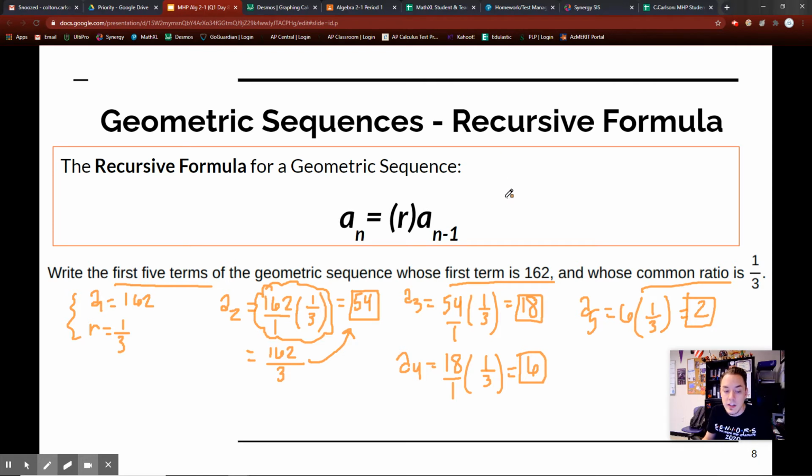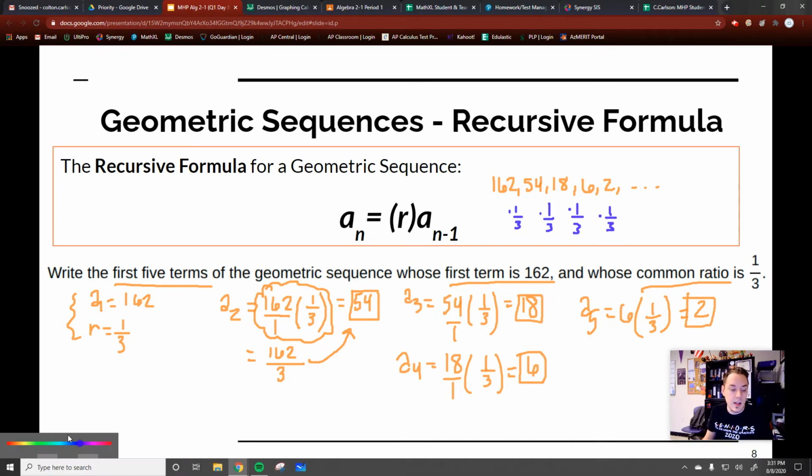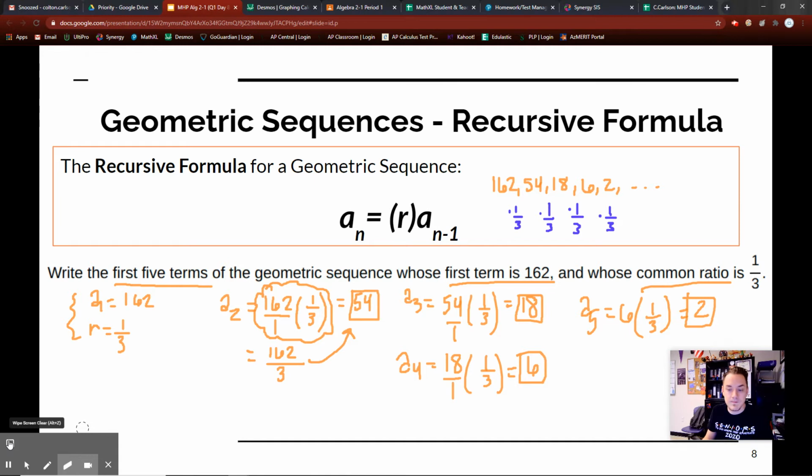So what does my sequence look like? I start with 162. My next term is 54. My third term is 18, then 6, and then 2, and so on, with a ratio of times 1/3, times 1/3, times 1/3, and then times 1/3 in between. Okay, common because it's the same thing all over the sequence, 1/3 because it's a ratio. You multiply. Great.